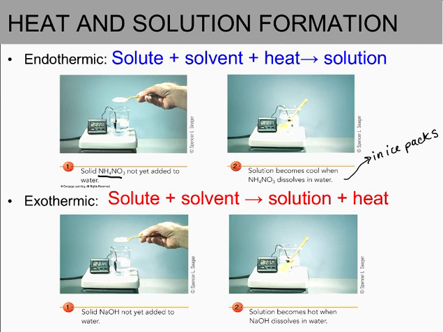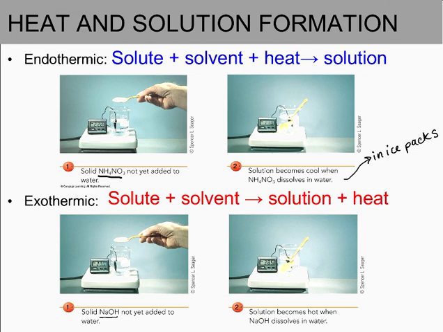But then in an exothermic solution, heat is released. So we can write that as a product. So you'll notice in this reaction we've written solute plus solvent forms solution plus heat. So one reaction that is exothermic is the reaction between sodium hydroxide and water. So if we add solid sodium hydroxide to water, we're actually going to feel heat coming off of that solution. So it's going to feel hot to the touch.